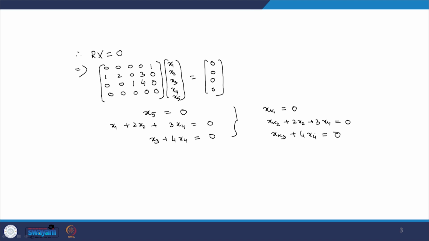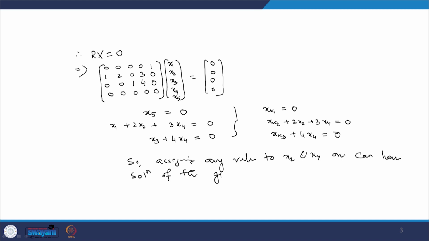So, this implies that I can write down the solutions for x_k1, x_k2, x_k3 as a function of x2 and x4. So, assigning any value to x2 and x4, one can have a solution of the given system.